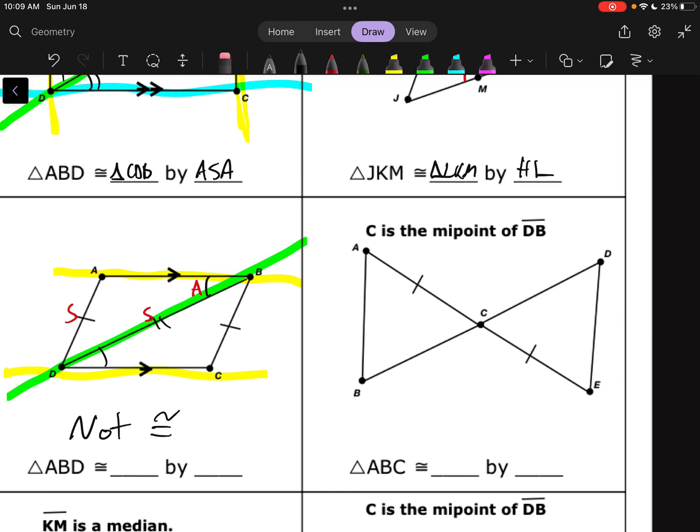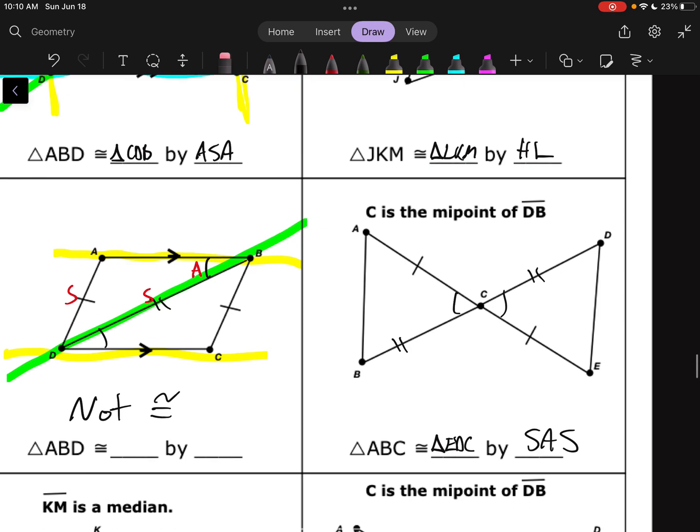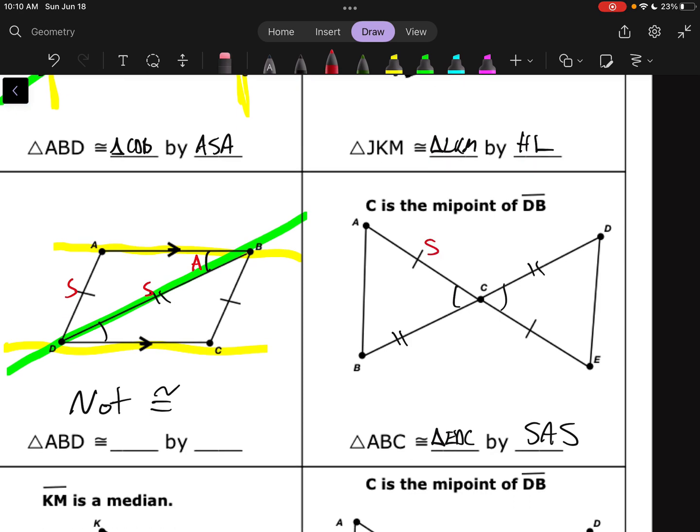This one, well, I got some vertical angles I got to mark. And then if C is the midpoint of DB, that means that DC is congruent to BC. So triangle ABC is congruent to triangle EDC by side angle side. Just to label it, side angle side.